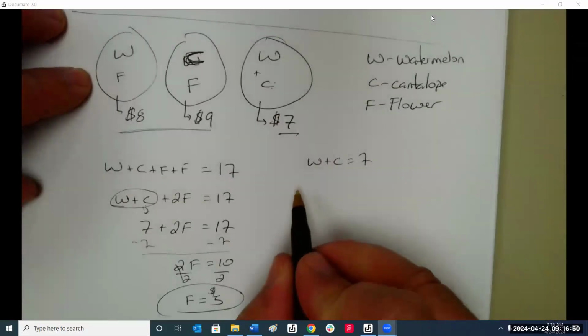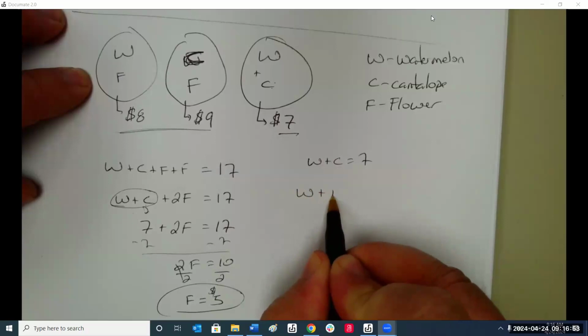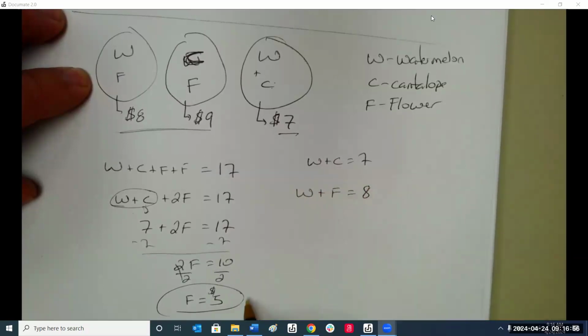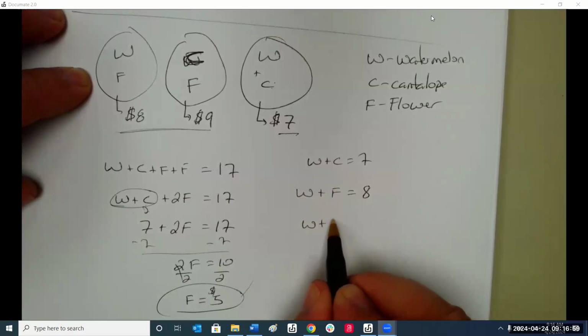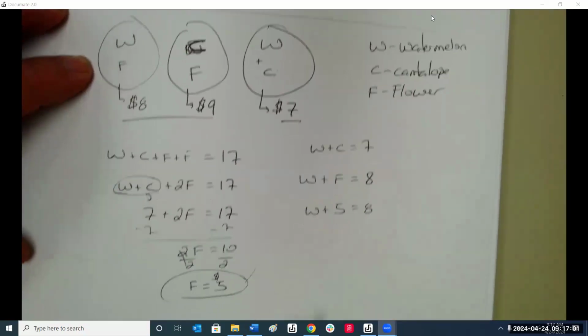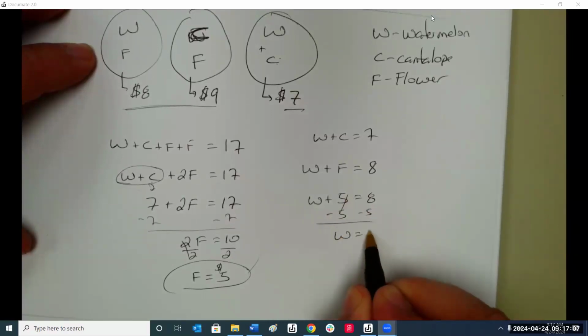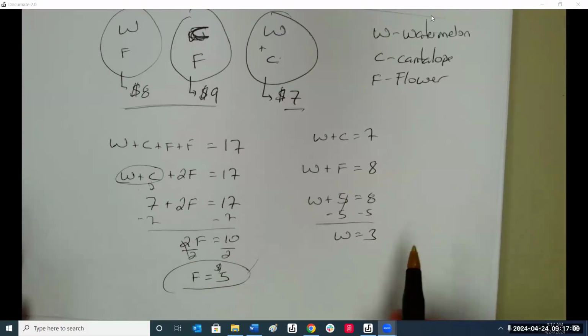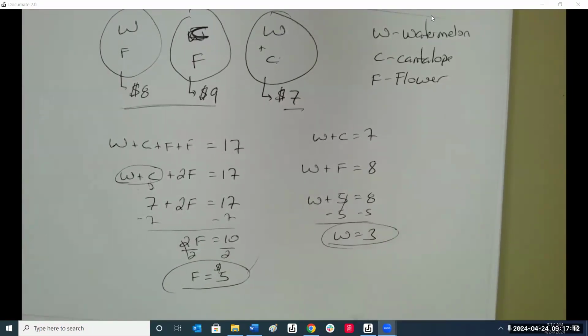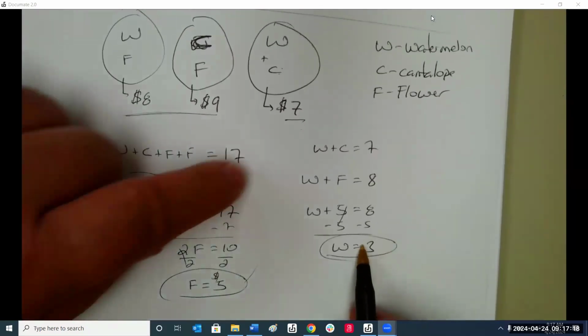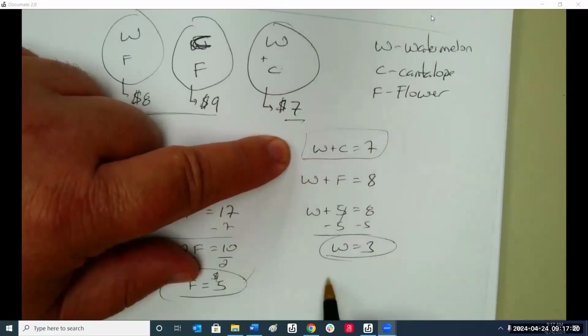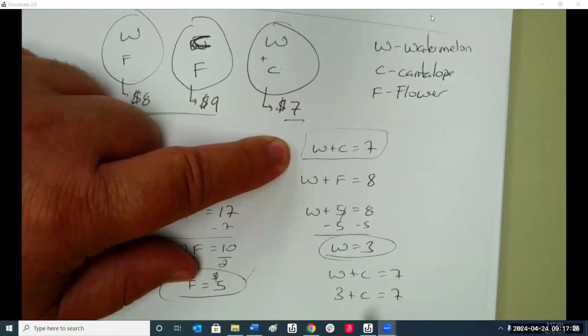So looking at the first one, if the watermelon plus flower was $8 and the flower costs $5, then we know the watermelon is 3. If the watermelon is 3 from this equation, then the cantaloupe must be $4.